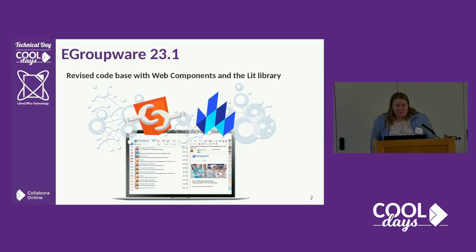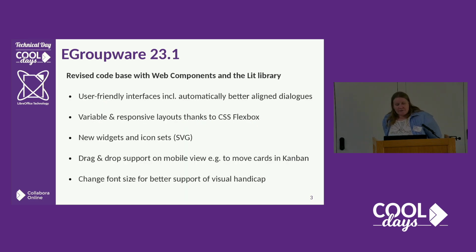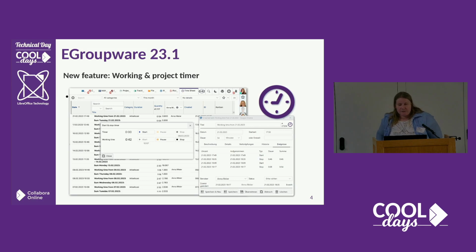EGroupWare 23.1 has a revised code base with web components and the Lit library, so it's more user-friendly, with automatically better aligned dialogues, variables and responsive layouts with CSS Flexbox. We have new widgets and icon sets with SVG, drag and drop support on mobile view, e.g. to move Kanban cards on a mobile, and change font size for better support of visual handicaps. These things are coming with a new technology.